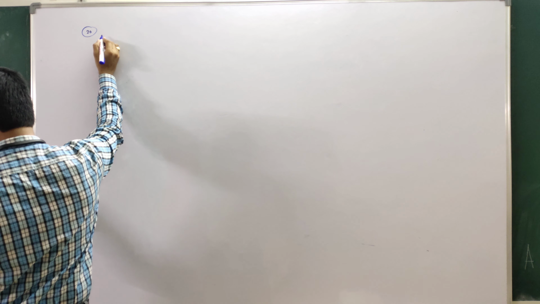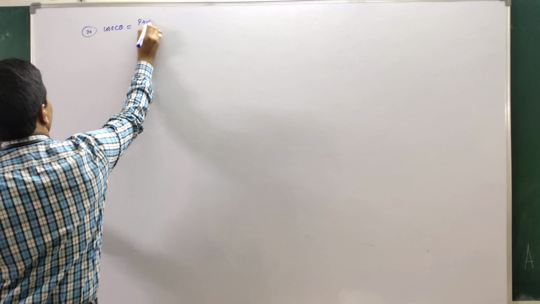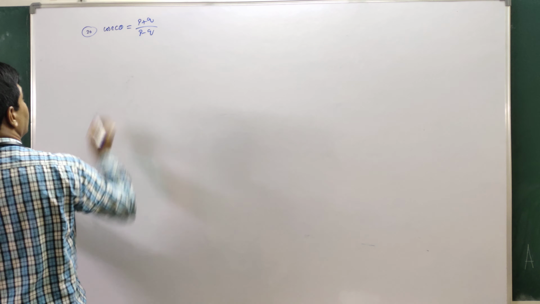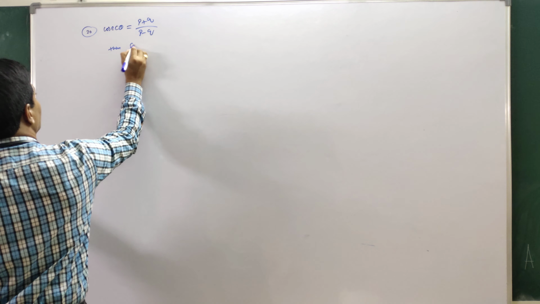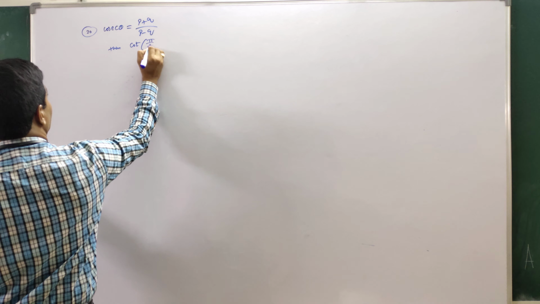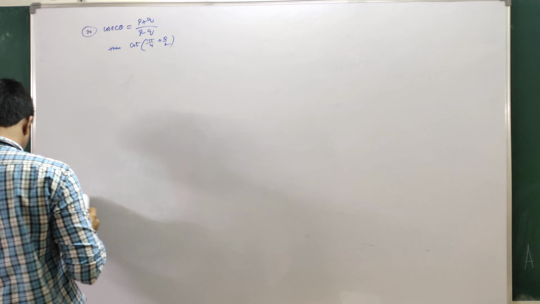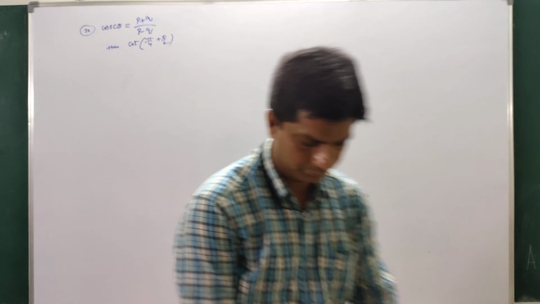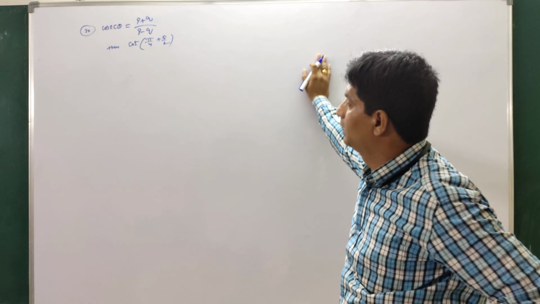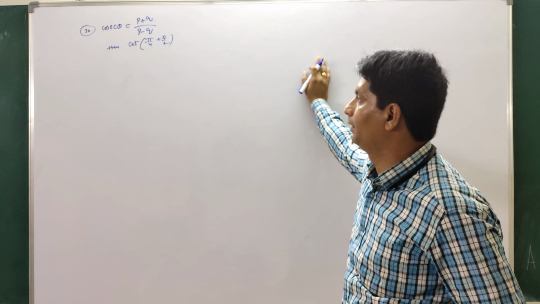What is problem number 30 given? If cosecant theta equals (P plus Q) by (P minus Q), then we have to find the value of cot of (pi by 4 plus theta by 2). Okay, how can you do this one? Cosecant theta equals (P plus Q) by (P minus Q). Then we have to find the value of cot of (pi by 4 plus theta by 2).